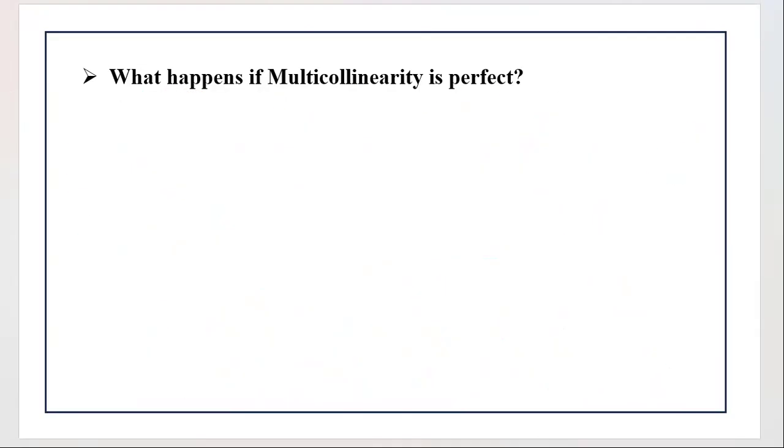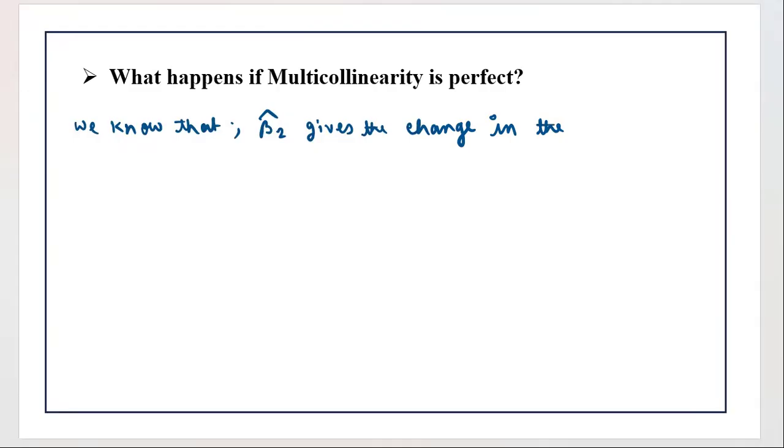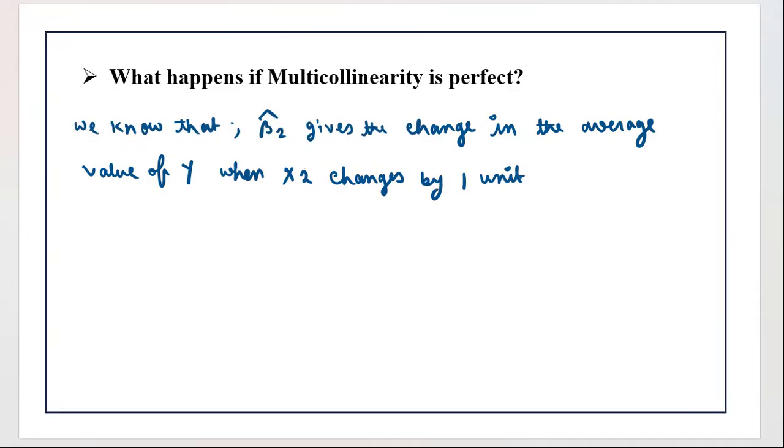So let me write everything. Let me conclude. We know that beta 2 cap gives the change in the average value of the dependent variable y when x2 changes by 1 unit, keeping x3 as a constant.